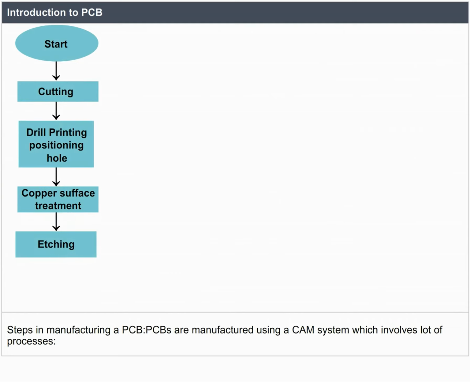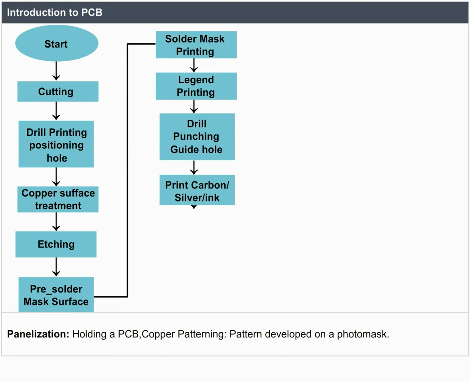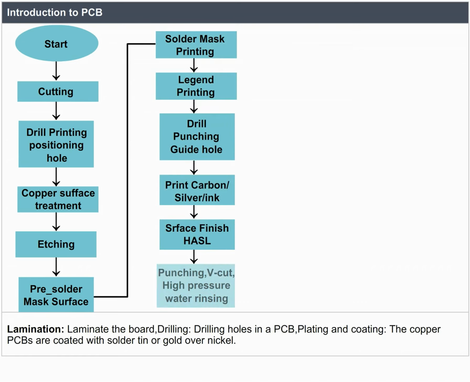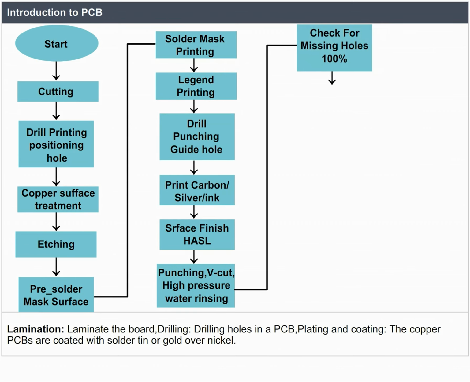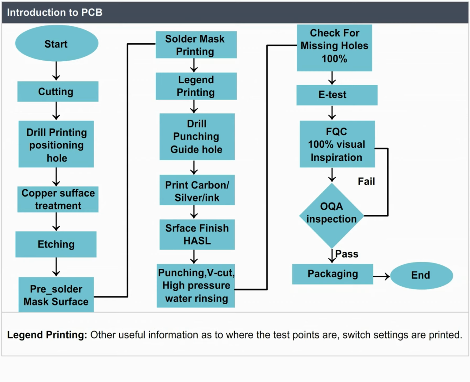PCBs are manufactured using a CAM system, which involves a lot of processes. Panelization, holding a PCB. Copper patterning, pattern developed on a photomask. Lamination, laminate the board. Drilling, drilling holes in a PCB. Plating and coating. The copper PCBs are coated with solder, tin, or gold over nickel. Legend printing. Other useful information as to where the test points are. Switch settings are printed. Types of PCB.